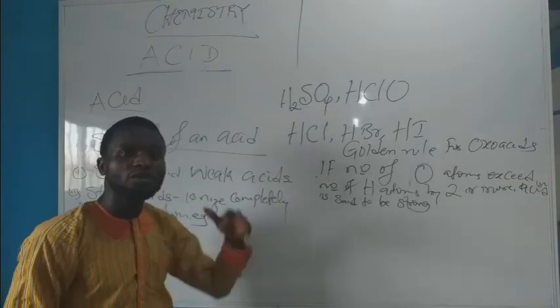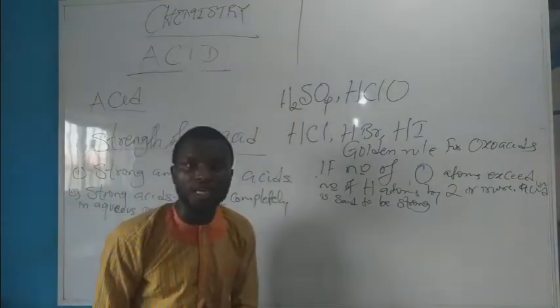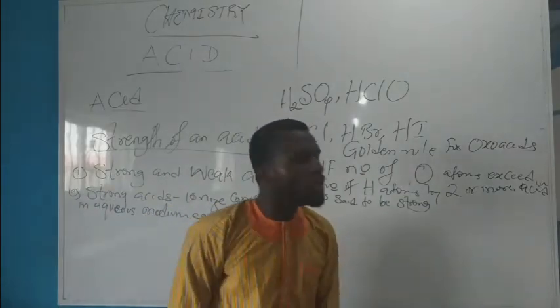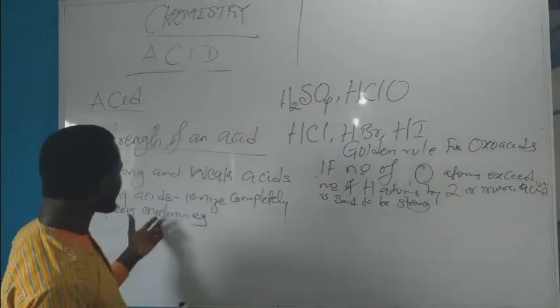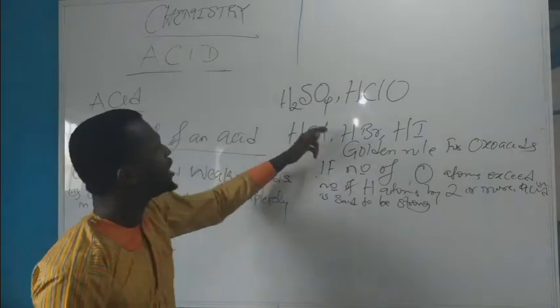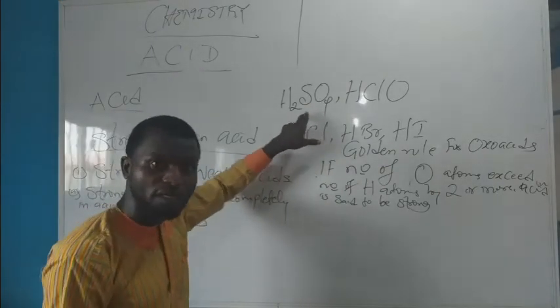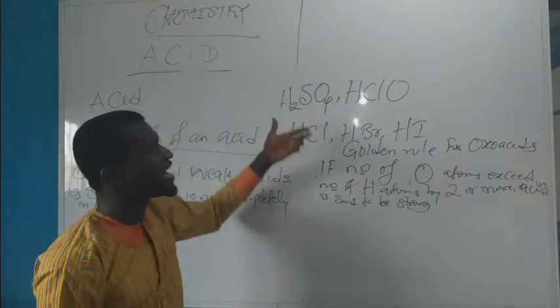Some students, when you ask them if they could recognize whether an acid is strong or weak, some will tell you strong, some will tell you weak. Why are they indecisive? If you ask them, they will tell you it is strong because it ionized completely. But the question is, how do you know if an acid ionized completely?